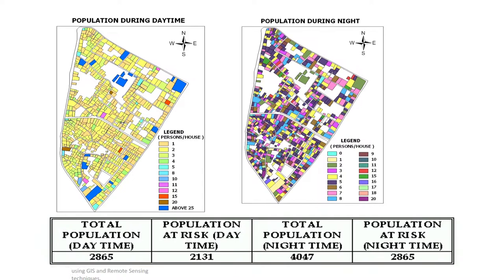First we surveyed how many people are living in each building, and then we tried to find out which buildings will collapse or have a major structural failure. Based on that, we tried to find out how much population is at risk during daytime or night time. So we are trying to estimate how much population will be affected if an earthquake of a particular intensity or strength occurs in our study area.